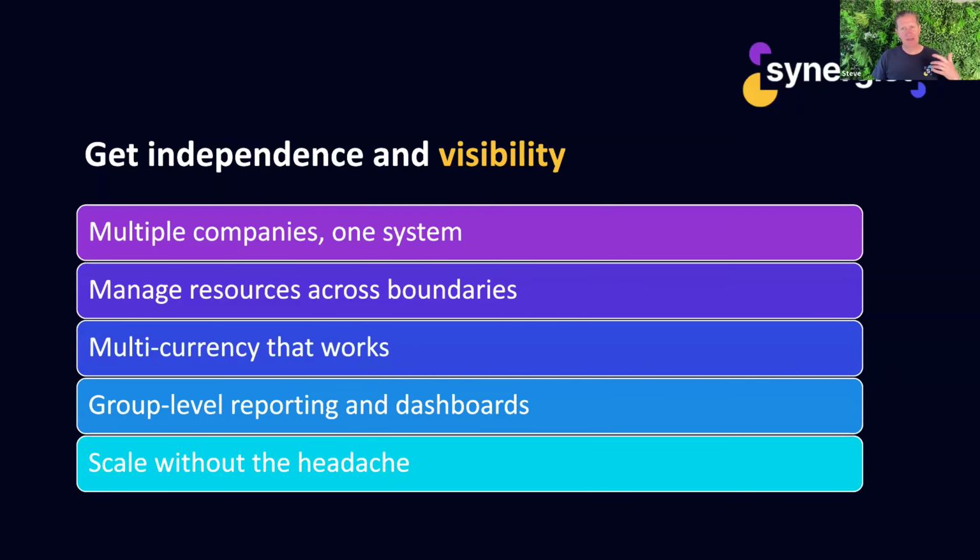Over the next few minutes, I'll demonstrate how Synergist allows every company to operate independently whilst giving your finance leadership team a real-time consolidated view across the entire group. Now, specifically, we're going to be looking at these 5 key capabilities. First, how multiple companies operate, maintaining their own clients, workflows, financials.